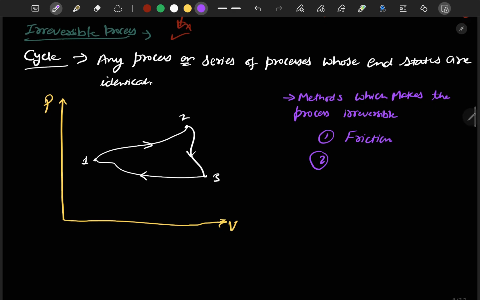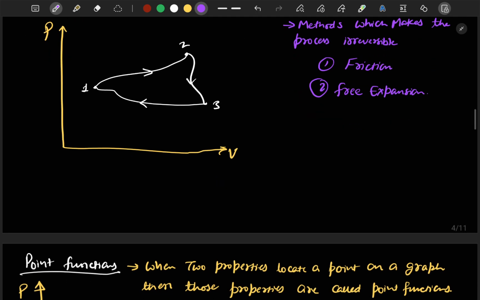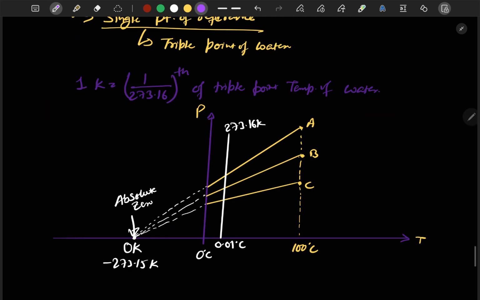And the second is free expansion. In case of free expansion, our system is irreversible, and we will see the explanation in the upcoming lecture. Okay, and there is one more thing.